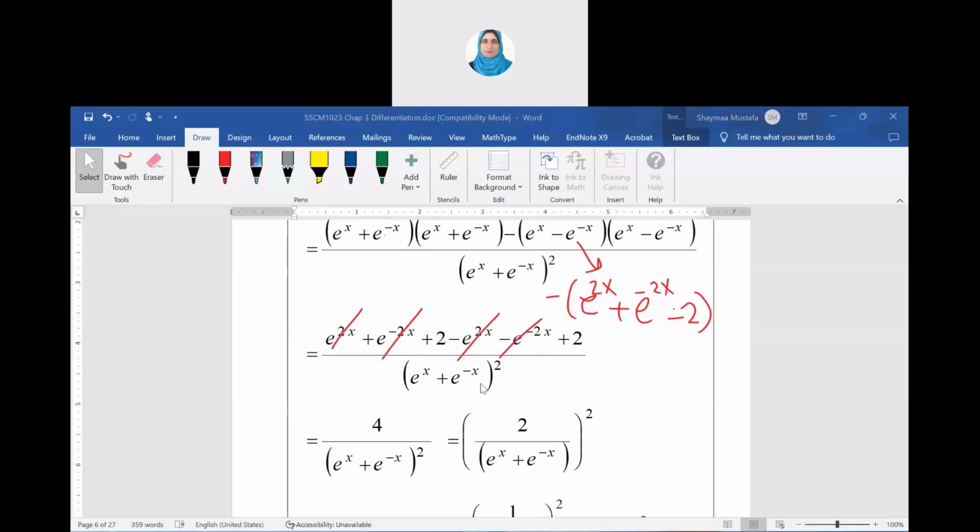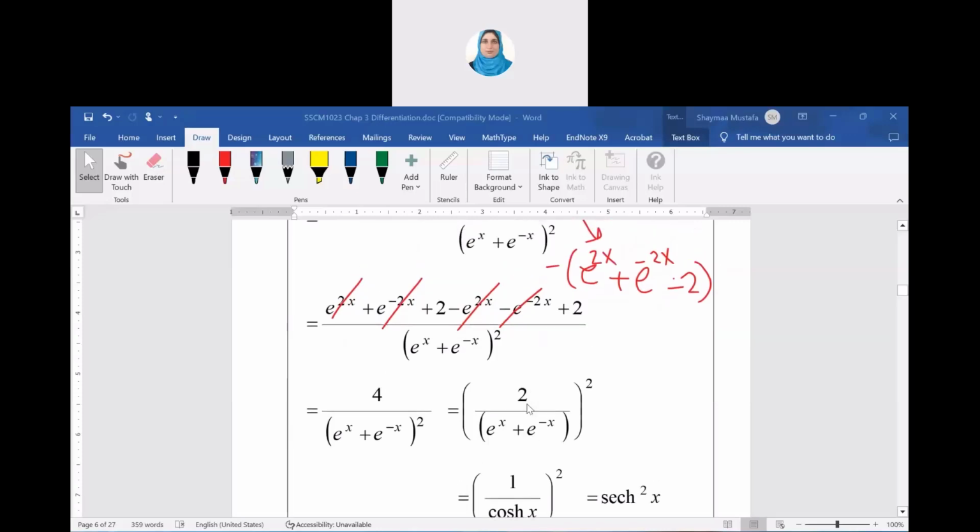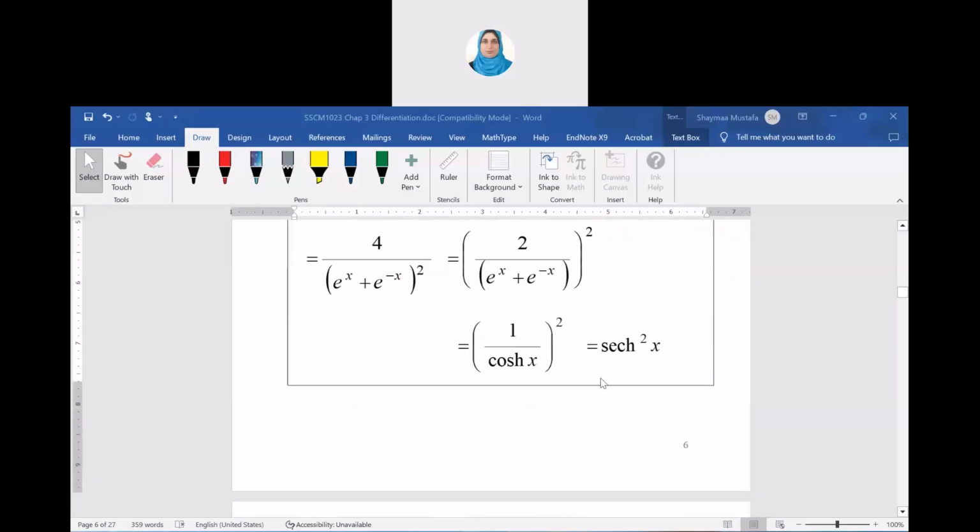This is equal to what? If you look here, 2 over e^x plus e^-x. This is the definition of which function? This is 1 over cosh, because cosh is equal to (e^x + e^-x) over 2. Here I have 2 over this one. So this is equal to 1 over cosh, squared, which means sech squared. So the derivative for tanh will be sech squared.